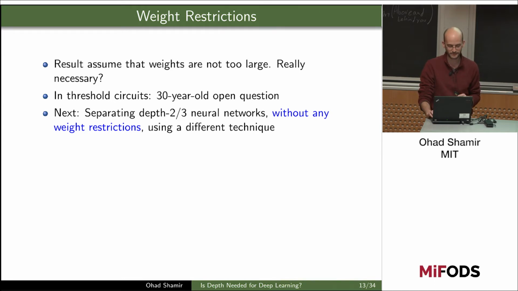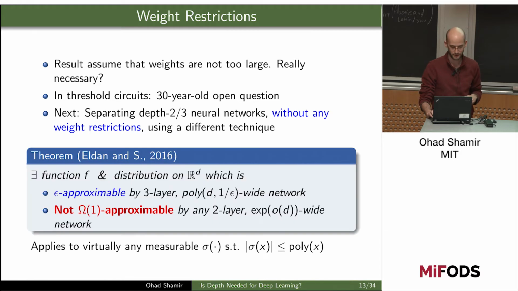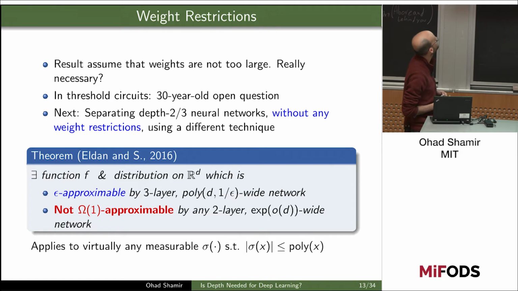What I'm going to show you next is that we can indeed show a result separating depth-2 and depth-3 without any weight restrictions whatsoever, but using a different technique and in Euclidean domains, not in Boolean domains. This is based on a paper of mine from 2 years ago together with Ronen Eldan.